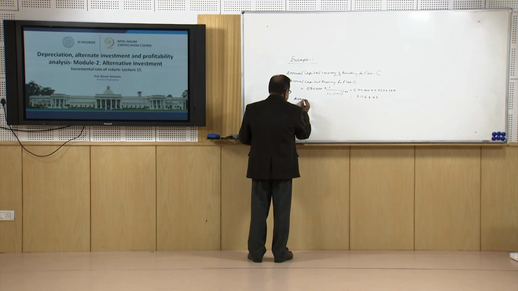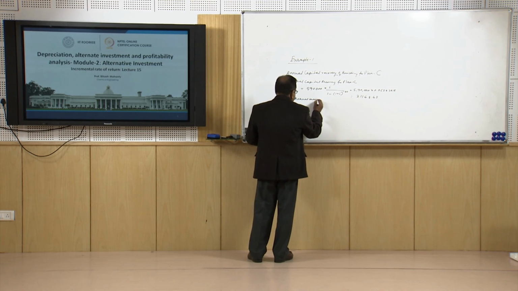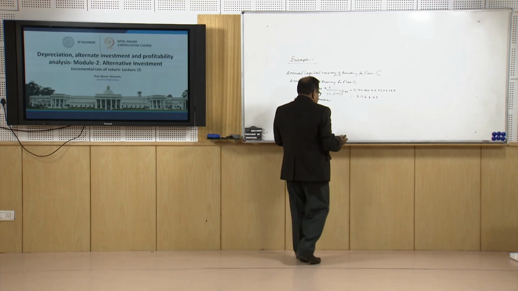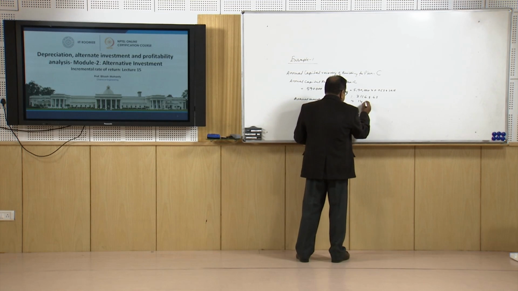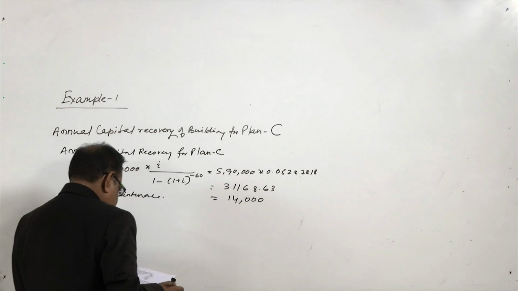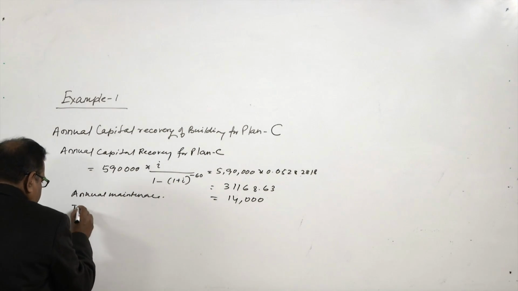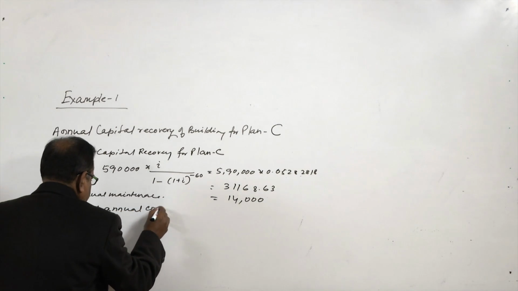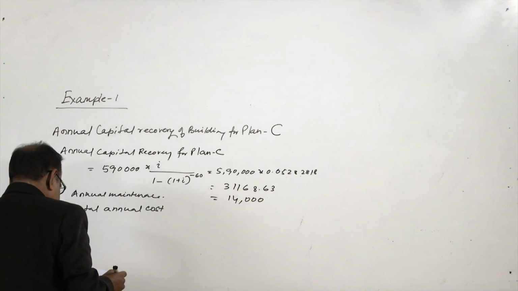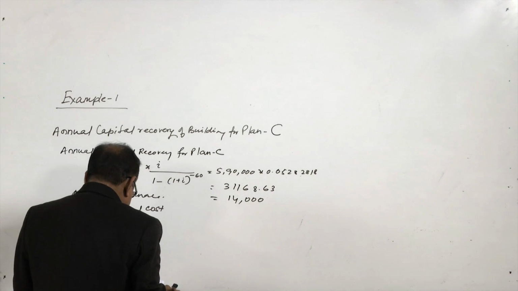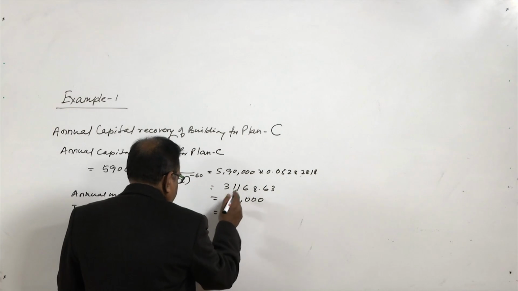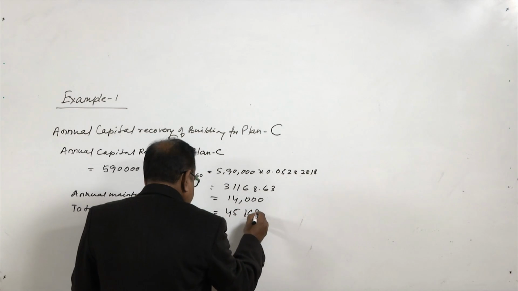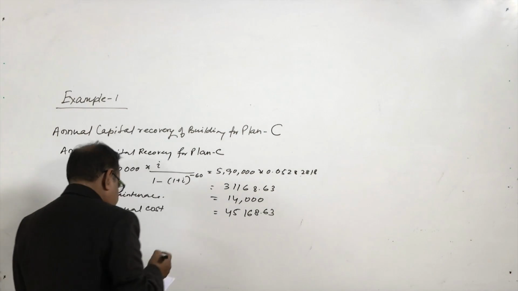Annual maintenance is equal to 14,000. Total annual cost is equal to this plus this, which comes out to be 45168.63.